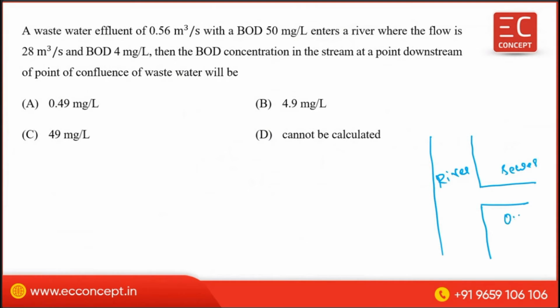So its discharge is 0.56 meter cube per second, and whose BOD is 50 milligram per liter. Whereas if we take the river, its flow is 28 meter cube per second, and its BOD is 4 milligram per liter. So after they mix, they are asking what BOD we will have.